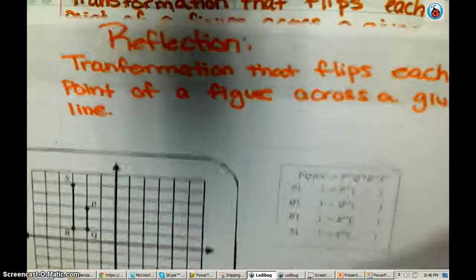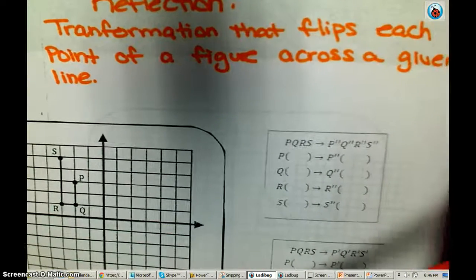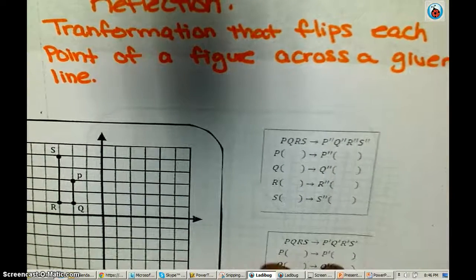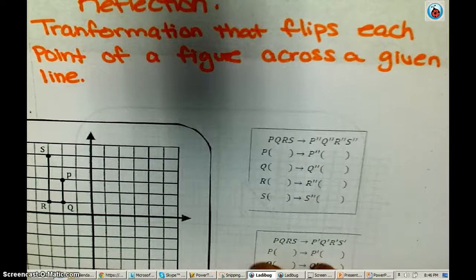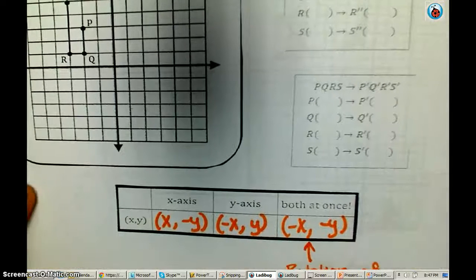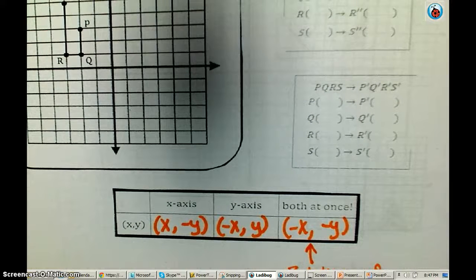So once again, reflection is a transformation that flips each point of a figure across a given line. When we talk about the rules, when we're going across the x-axis, we are just taking the opposite of the y coordinate. When we're going across the y-axis, we're taking the opposite of the x coordinate, and then when we're doing both at once, we're taking the opposite of each.